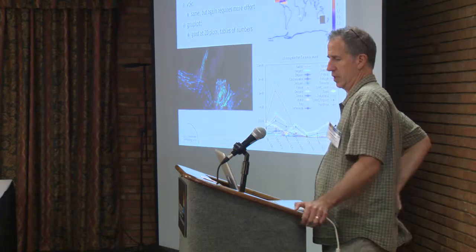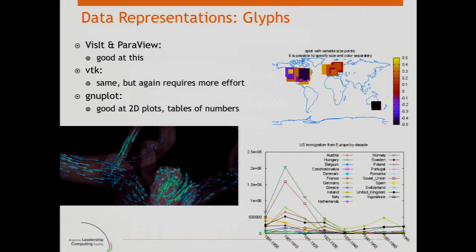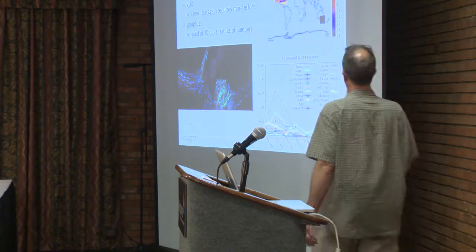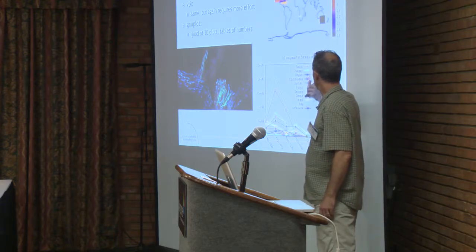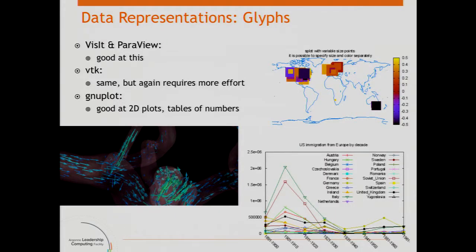Some additional examples of glyphs. VisIt and ParaView are both very good at representing glyphs. VTK is also very good at it, but again, it requires a little more effort. gnuplot is another tool that I haven't mentioned yet, but it's more of a command line driven tool, and it's good for doing 2D plots of tables and numbers.